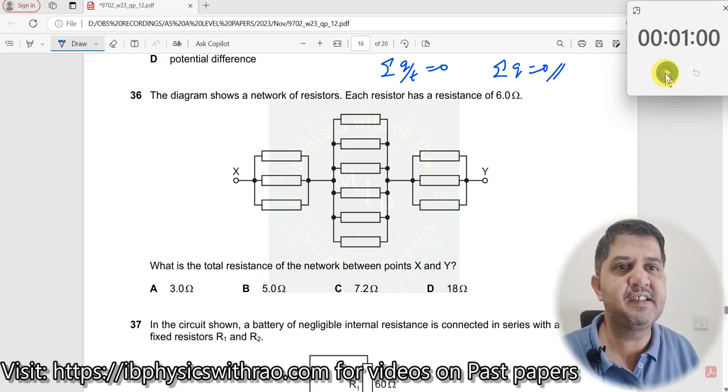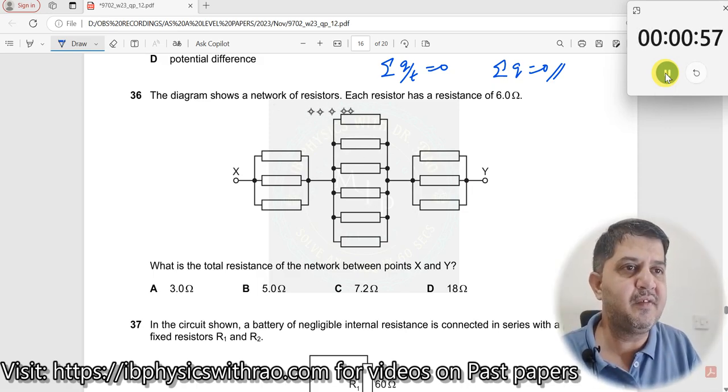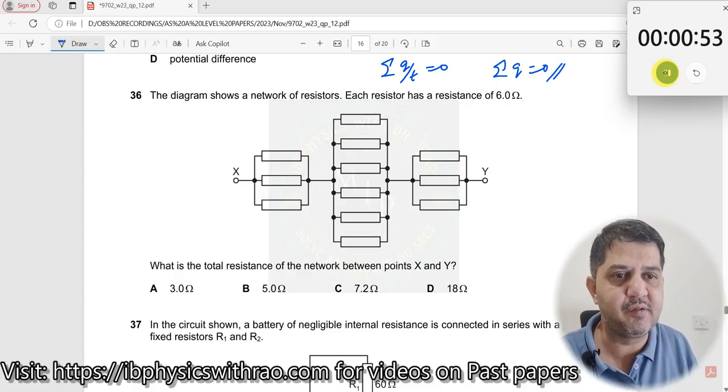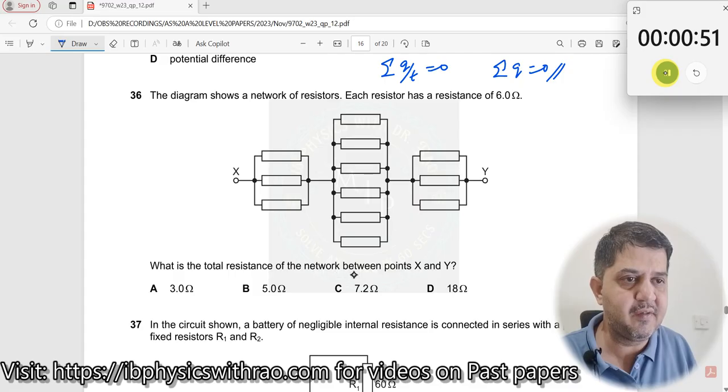Question number 36. The diagram shows a network of resistors. Each resistor has a resistance of 6 ohms. So each of them has 6 ohms. What is the total resistance of the network between points X and Y? Okay, so that's the question asked.